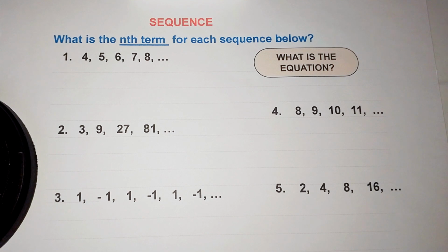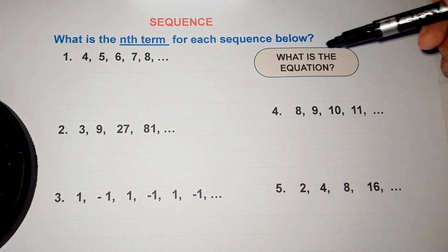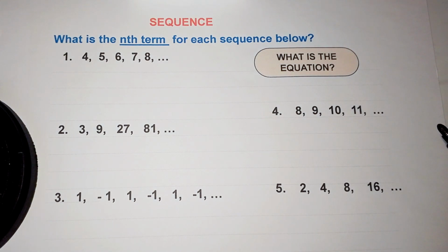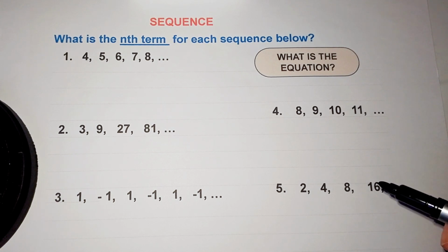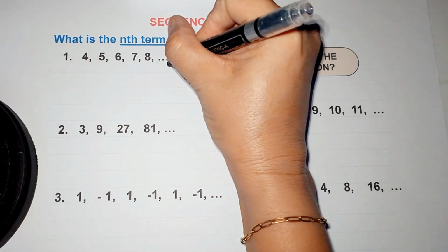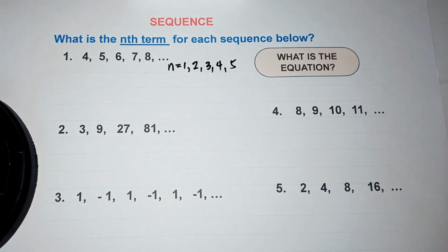What is the nth term for each sequence below? When we are asked to find the nth term, this means we must find the equation that works for each term of the given sequence. So we must find an equation that contains n, so that when we substitute the values of n, which are 1, 2, 3, and so on, we get these terms. So again, the values of n are 1, 2, 3, 4, 5.